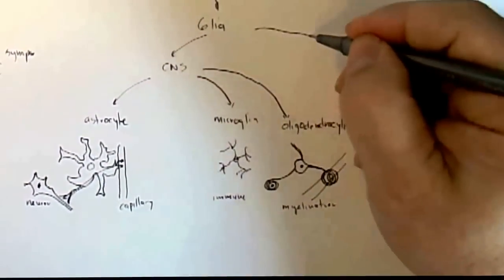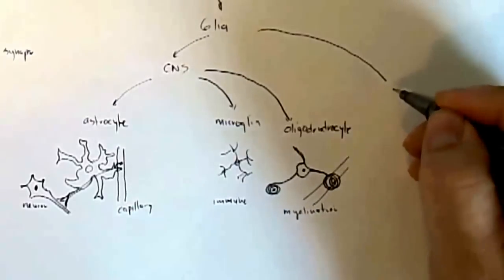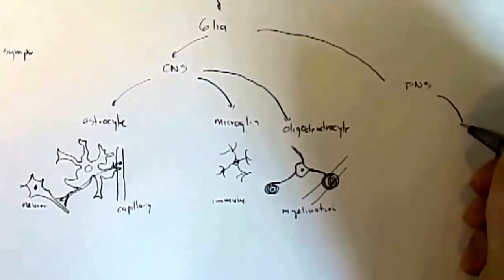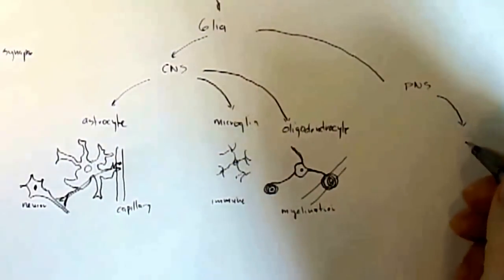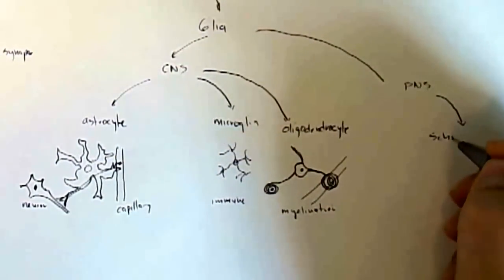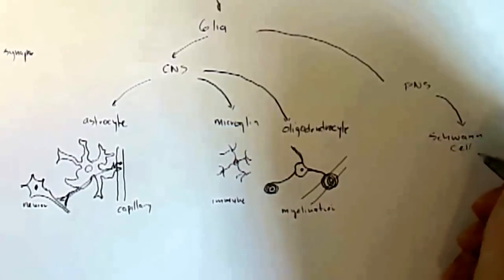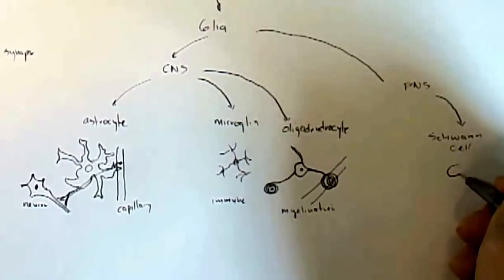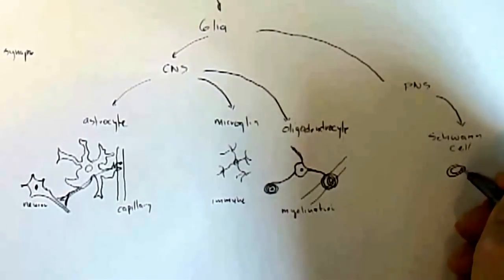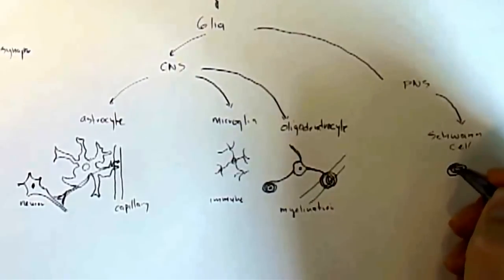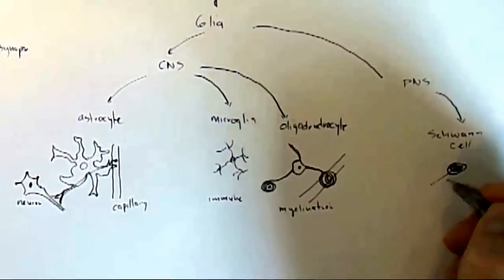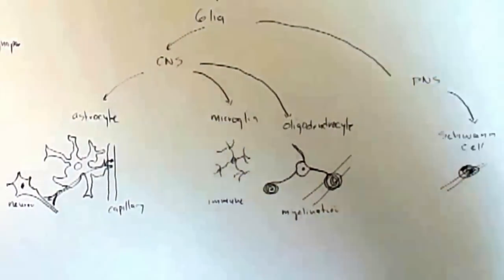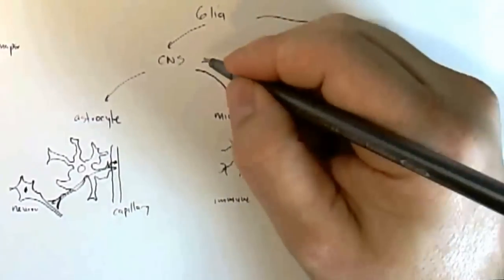And if I can skip over to the peripheral nervous system, you have a similar type of cell, so outside of the brain and the spinal cord, that's called a Schwann cell. That does the same thing, only in this case it's a flat cell with a nucleus out here, and then the neuron would be going through the middle. So it looks like a fried egg that's just wrapped around an axon.